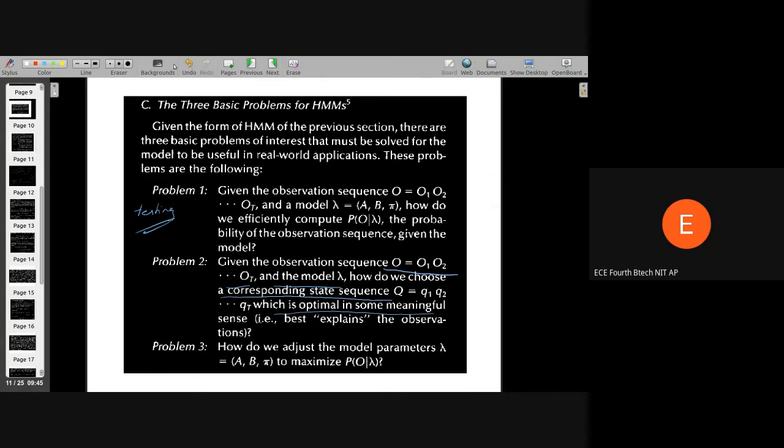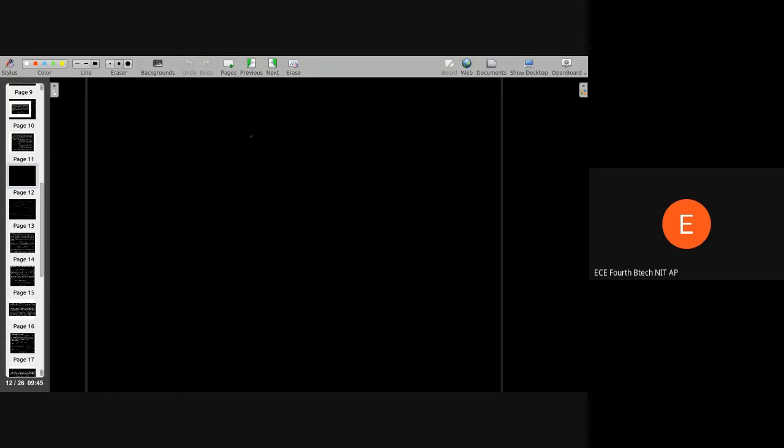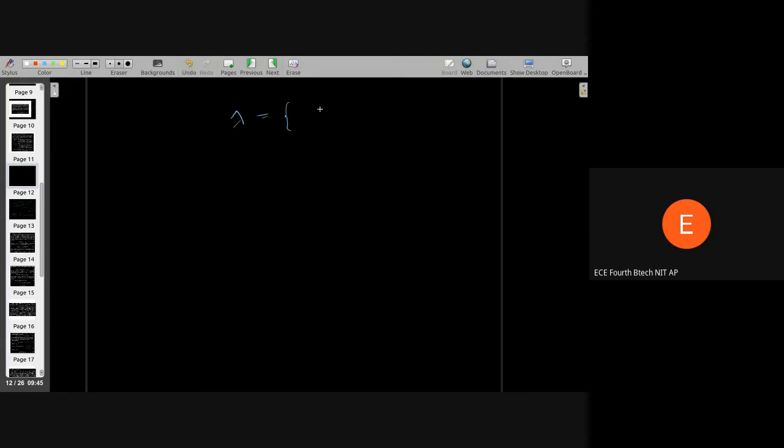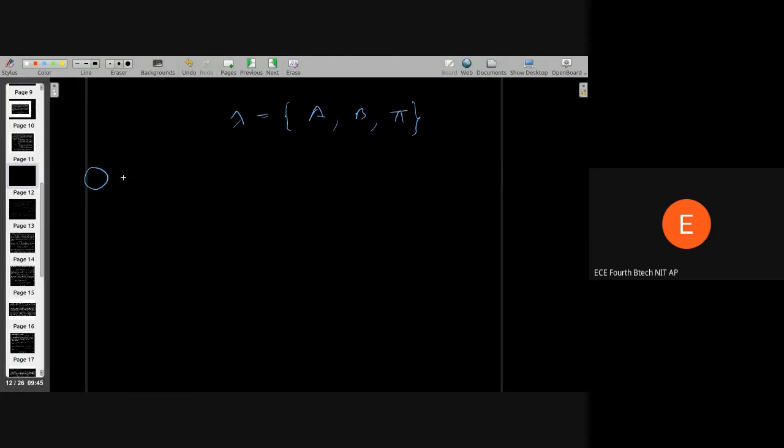So the second problem is, we have this lambda model. We have already somehow figured out all these A, B, pi. And we have an observation sequence. What observation sequence is there? Let's say during testing, we utter a speech signal, and we have these observations O_T.